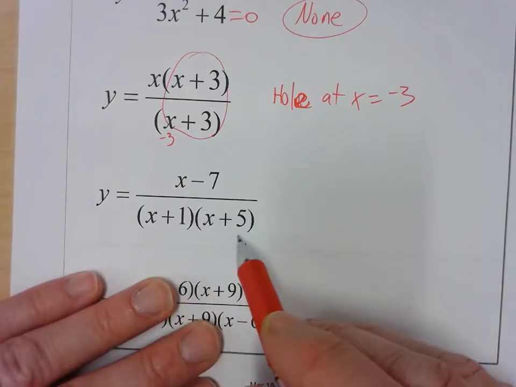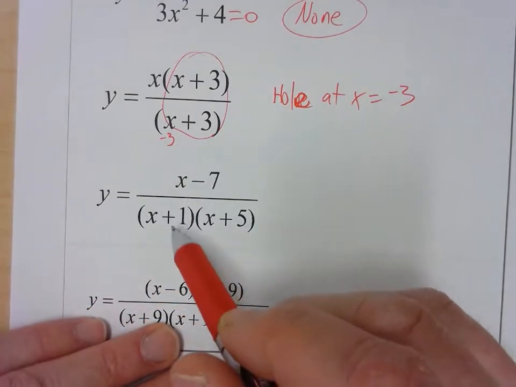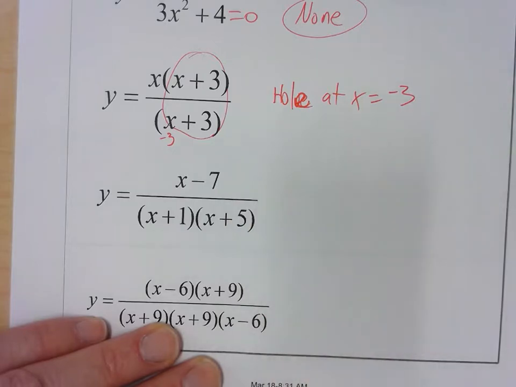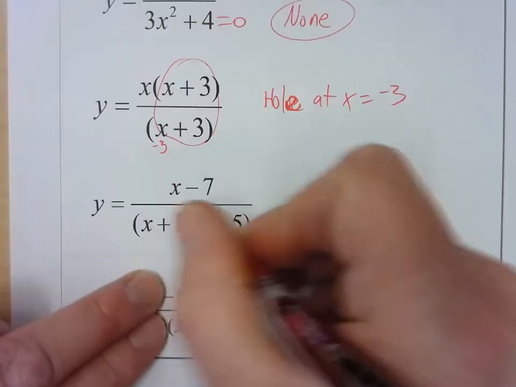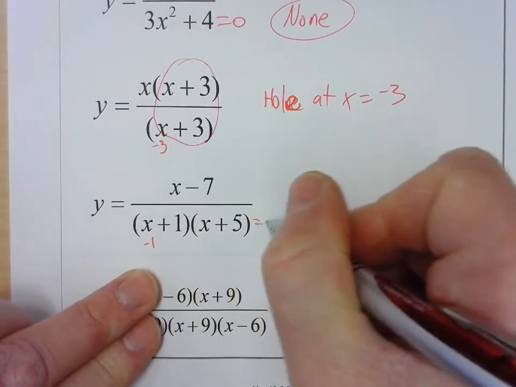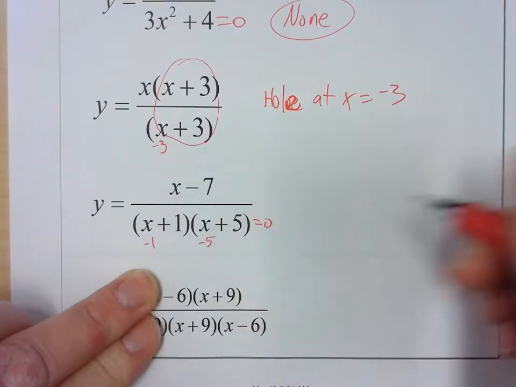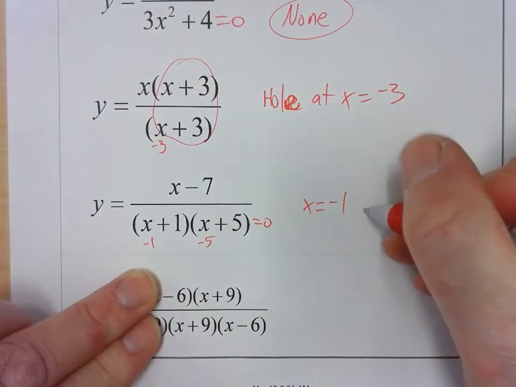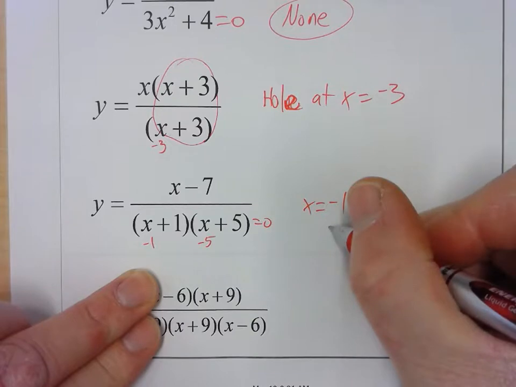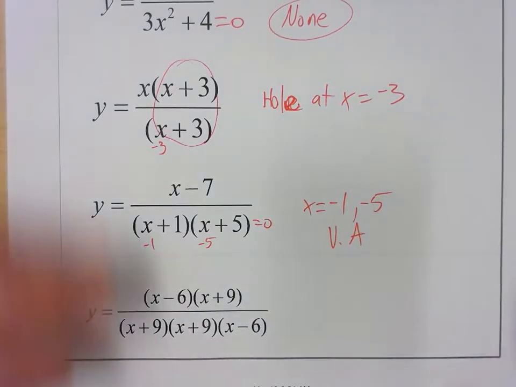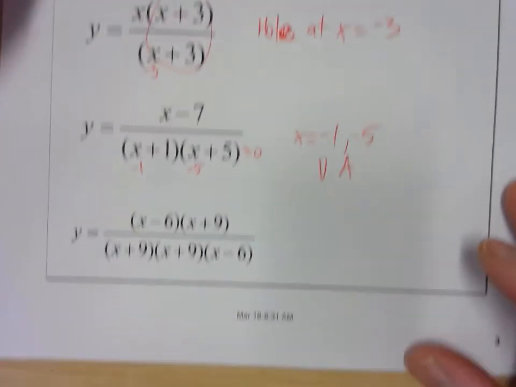Here, I've already factored for you, so there's no same thing divided by same thing, so there's no holes, but there's going to be negative 1 and negative 5 make that equal to 0. So x equals negative 1 and negative 5 are your vertical asymptotes, your non-removable discontinuities.